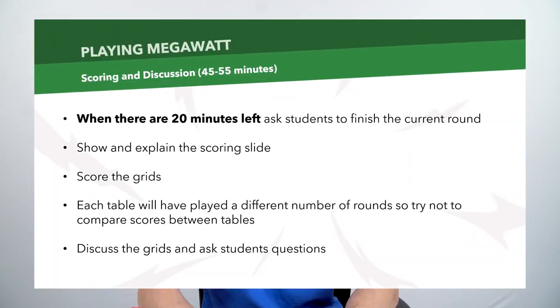So we've come to the end of the playing time, so we've just done all the scoring and everyone's got their scores and all the kids are animated because there's some losers, there's some winners. And now we come to the final parts of the session. So this is when we want to really talk about how people have scored and have a little discussion round. So score the grids and be aware that each table will have probably played a different number of rounds. So it's difficult to compare table to table, so you want to keep comparisons relatively within each table.